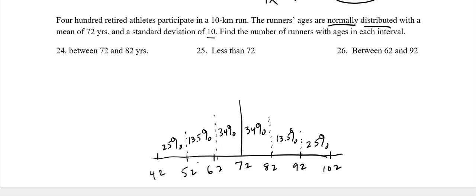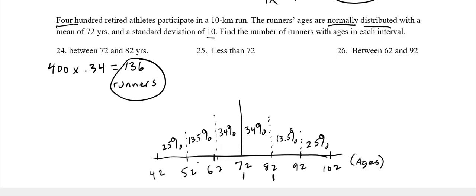So there's 400 total runners, athletes. We want to know how many are between 72 and 82. So remember, these numbers represent ages. If we want to know how many are between 72 and 82, the percentage of those is 34%, but we need to multiply 400 times 34% to get the actual number. So 400 times 0.34, that's 136 runners between 72 and 82 years old.